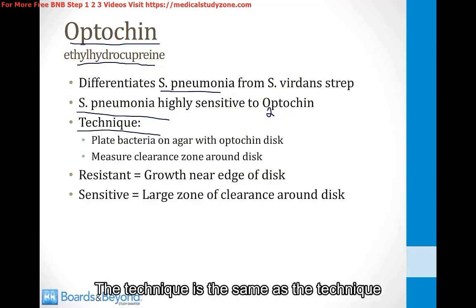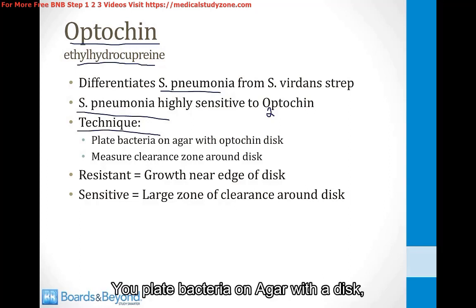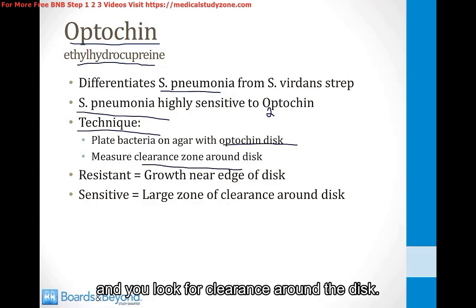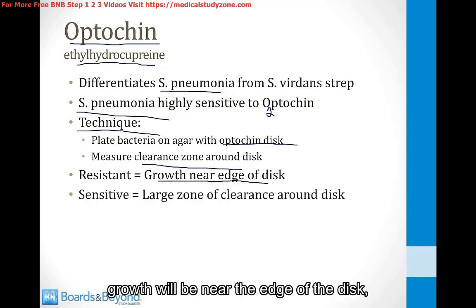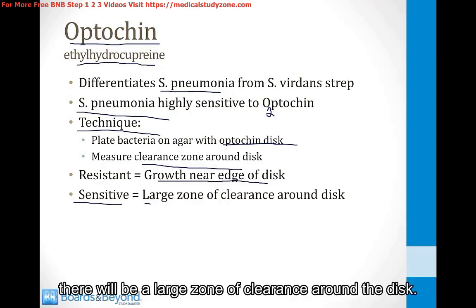The technique is the same as the technique for all the other antibiotic sensitivity tests. You plate bacteria on agar with a disc, and you look for clearance around the disc. If it's resistant, like strep viridans, growth will be near the edge of the disc. If it's sensitive, like strep pneumo, there will be a large zone of clearance around the disc.